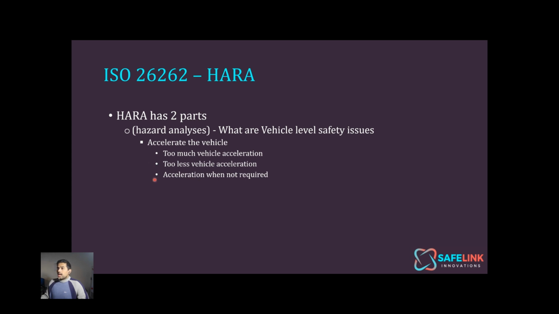Then you have a scenario where an acceleration exists when not required. So it's supposed to go at constant speed and then suddenly it starts accelerating. These are three examples of hazards which are coming from this particular function. Similarly, for each function, you can have its own set of hazards. And we'll go in detail later as to how we can systematically identify all these hazards. But for now, we stick with this example. So for the accelerate the vehicle function, we have three hazards that we identified.